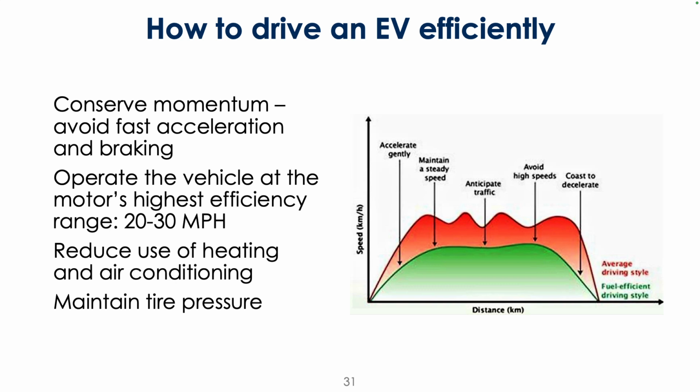So how to drive an EV efficiently? If you're interested in making sure you're getting the most bang for your buck out of this, some of these will pertain to any vehicle. Conserve momentum, avoid fast acceleration and braking, operate the vehicle at the motor's highest efficiency, so 20 to 30 miles per hour. If you're doing a lot of city driving, you're going to get a lot more range out of your vehicle than driving at highway speeds.